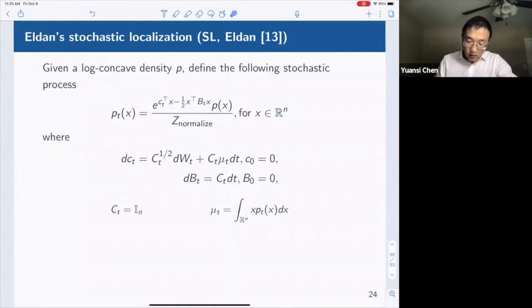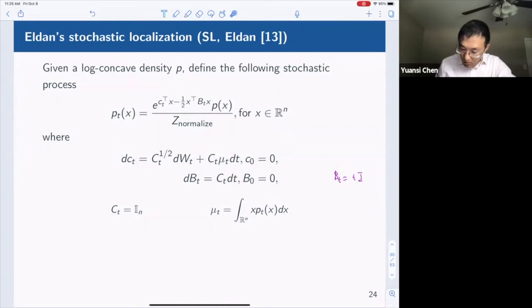The B_t here is simple. In the last lecture, we chose this C_t to be another matrix, but in this lecture, we just choose C_t to be the identity. Then B_t is just t times the identity. So the Gaussian part linearly increases here. And the intercept part is interesting in that it satisfies a stochastic differential equation. It has a martingale part and also a drift part.